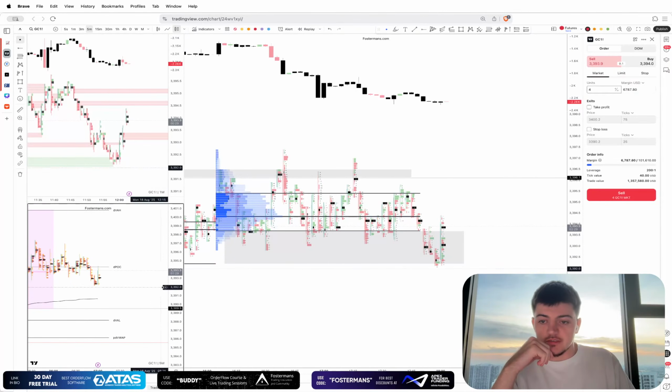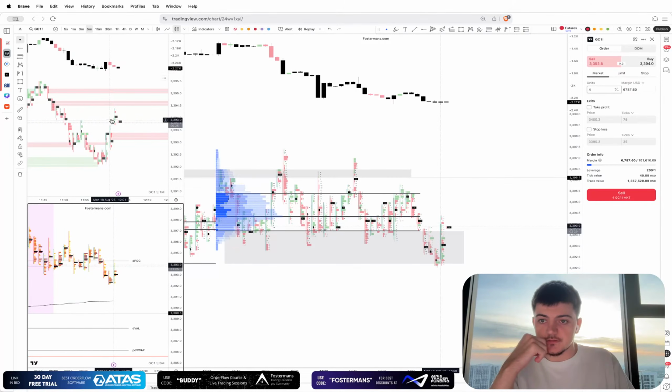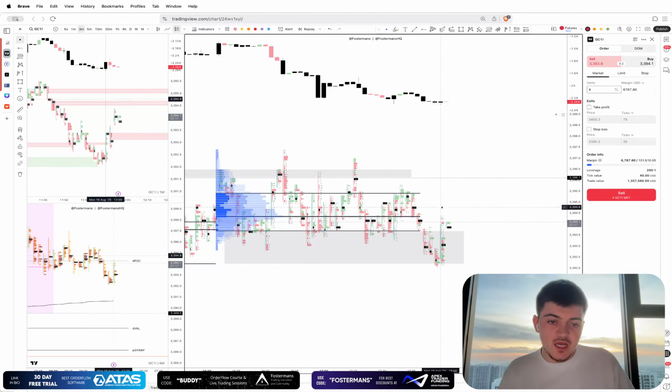Just retop that daily POC. You get a really sweet rejection. Quite a bit of negative delta as well. We'll see. I'm going to hit that range POC as well.